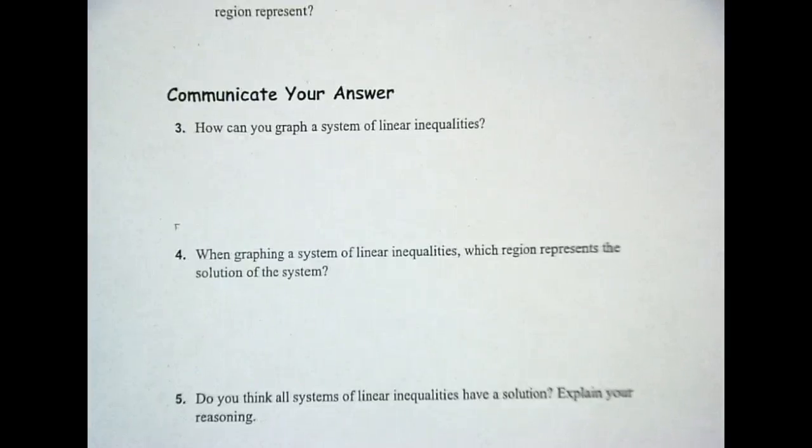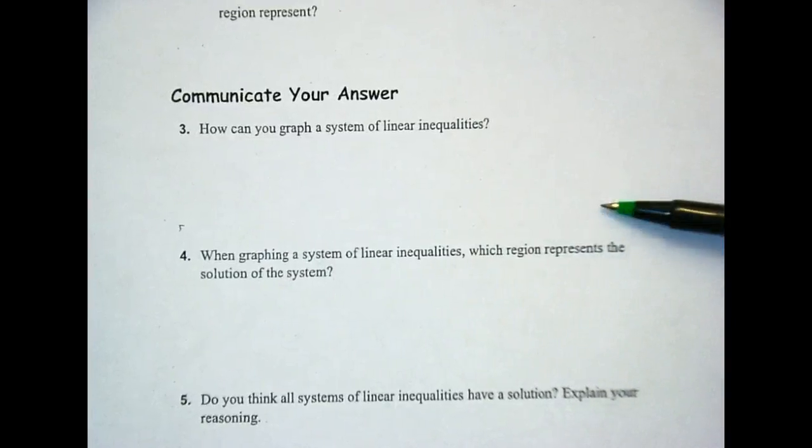Yeah, we shade. How do we know where to shade? What have we been doing? Choose a point. So you graph the line, you test a point, and you shade over that point if it's true. And you shade away from that point if it's false. Okay? So it's really going through and step by step explaining what you're doing.